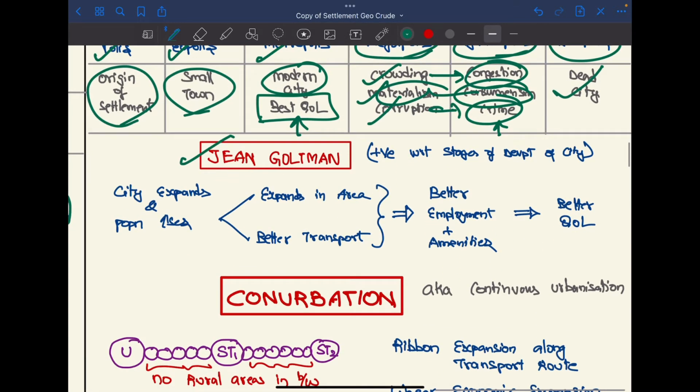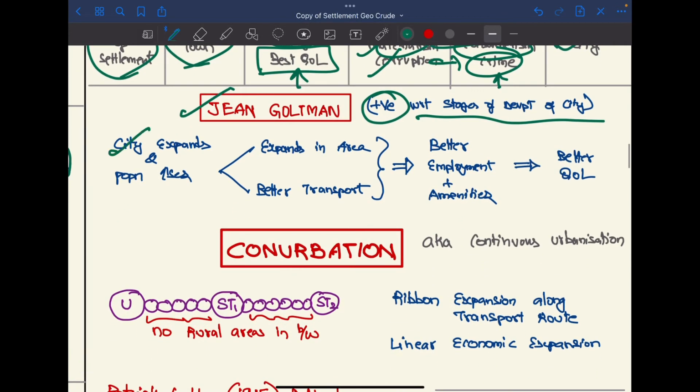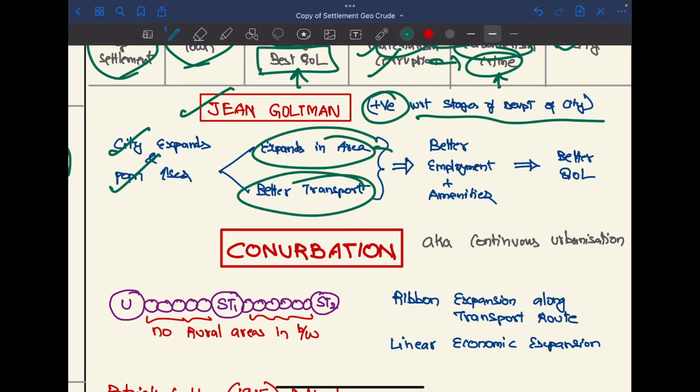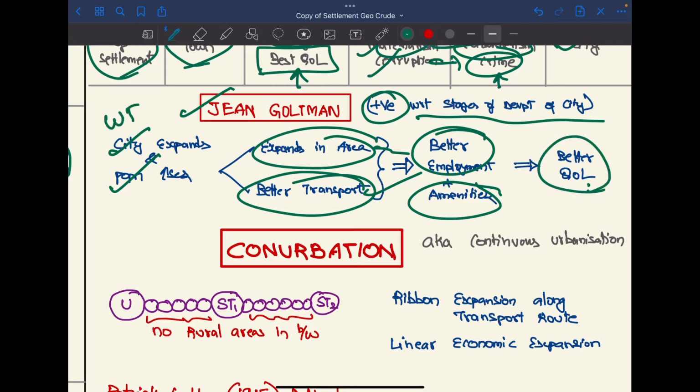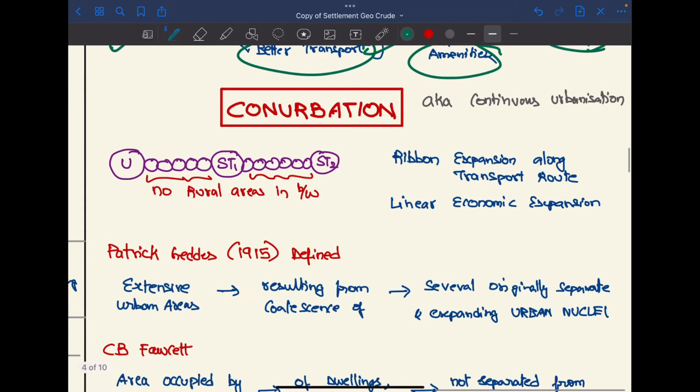Next, we have Gene Goldman, who gave the positive interpretation of the development stages of a city. As a city expands and population increases, it will expand in area and better transport will be provided. Because of these two things, there will be better employment and better amenities, finally resulting in better quality of life. This can be used as the way forward in UPSC answers for urbanization problems.